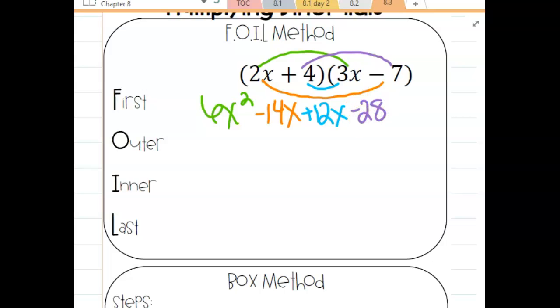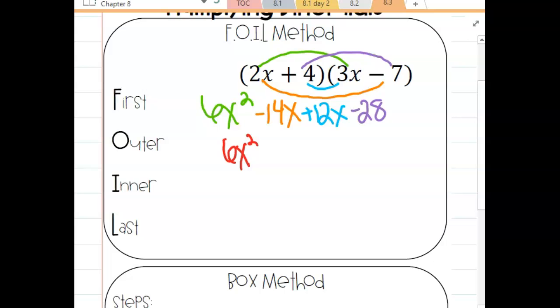So first, outer, inner, last. Now most of the time, almost all of the time, this is not your answer because you always want to make sure your answer is in the simplest form. So if you can combine any like terms, you want to do that. Now remember, like terms have to have the exact same variable part. So the 6x squared can only be combined with another x squared. I've got an x, but they're not x squareds. I can't combine that 6x squared with anything else.